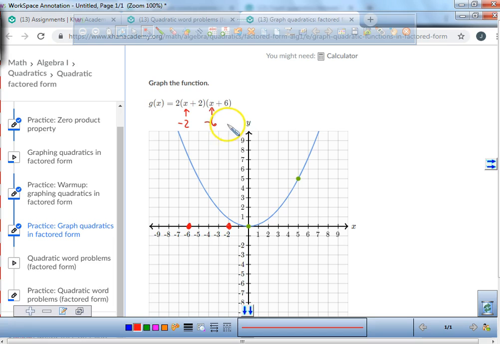Why will I know there's going to be a 0 there? Because -2 plus 2 is 0, and -6 plus 6 is 0. So when all is said and done, the graph will go through those 2 points.